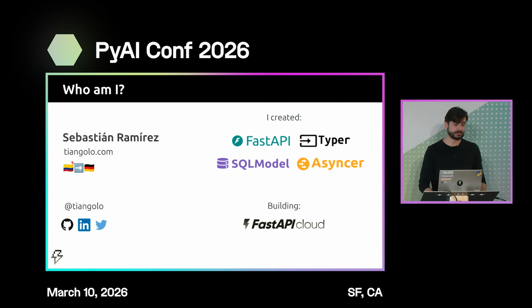So first, I'm Sebastián Ramírez. You can find me online as Tiangolo. I'm from Colombia. That's why the accent. I created FastAPI, Typer, SQLModel, a bunch of open source things. Now we are building FastAPI Cloud with a bunch of cool people. Some of them are around here, some of my teammates.